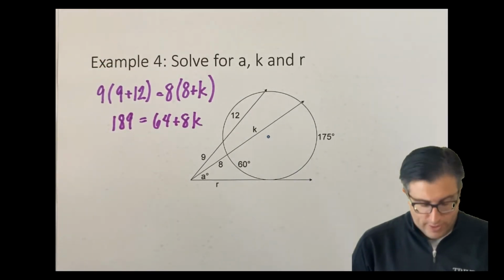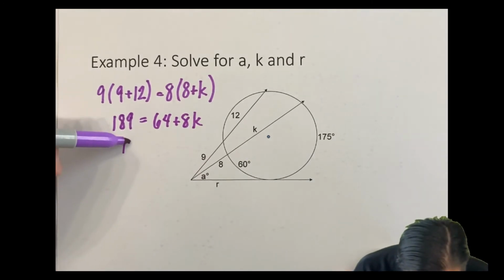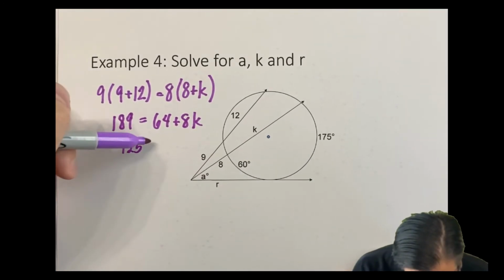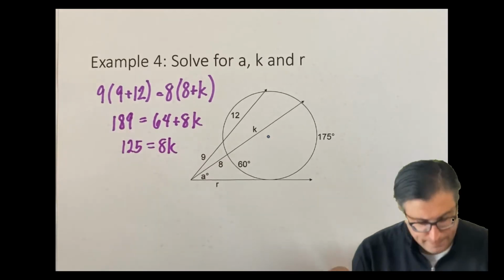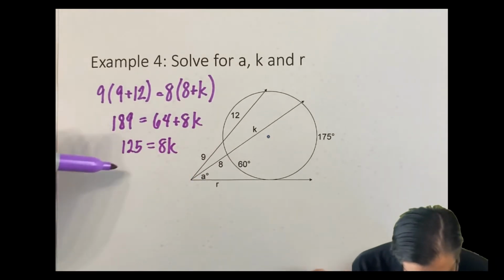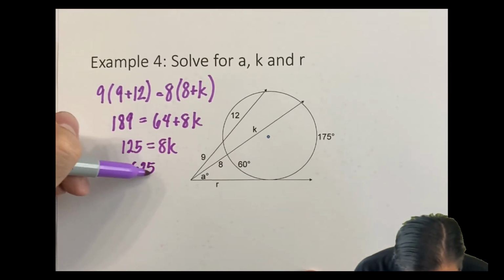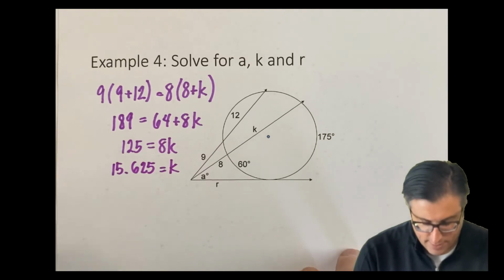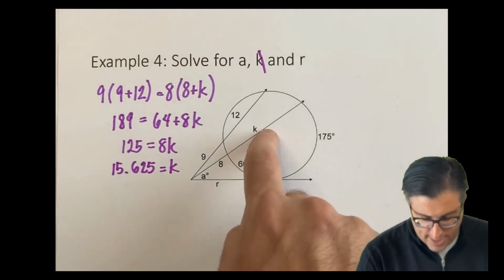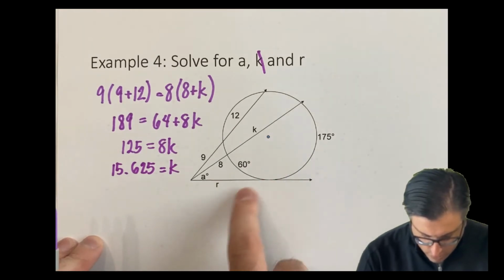I'm at a two-step equation. Subtract 64 this way. We get 125 when I subtract 64, and that equals 8K. Divide both sides by 8. 125 divided by 8 is 15.625 for K. So there's K done.